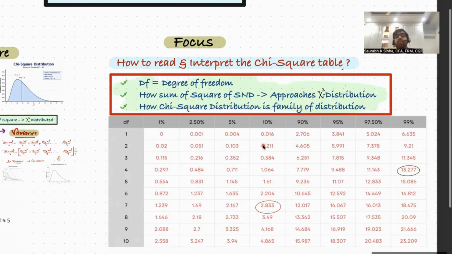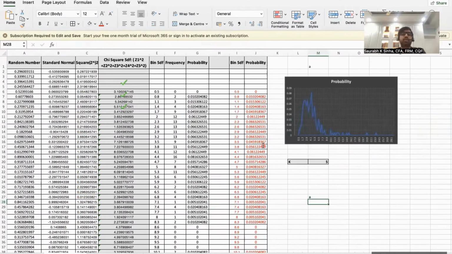So before understanding the chi-square table, let's take support of a sheet. In that sheet, we did the sum of squares of standard normal data, and we'll observe whether it is approaching chi-square distribution or not.